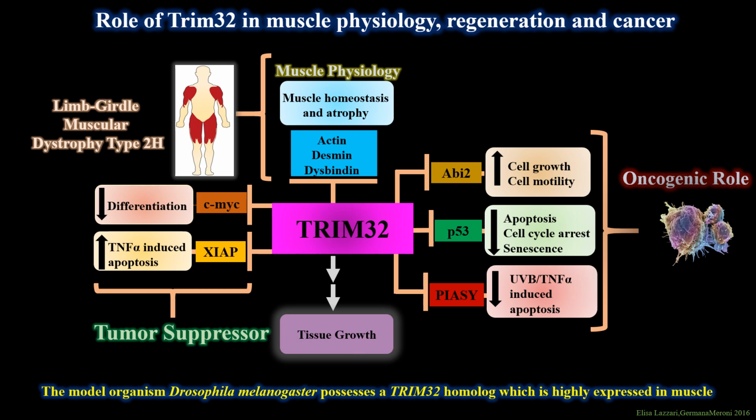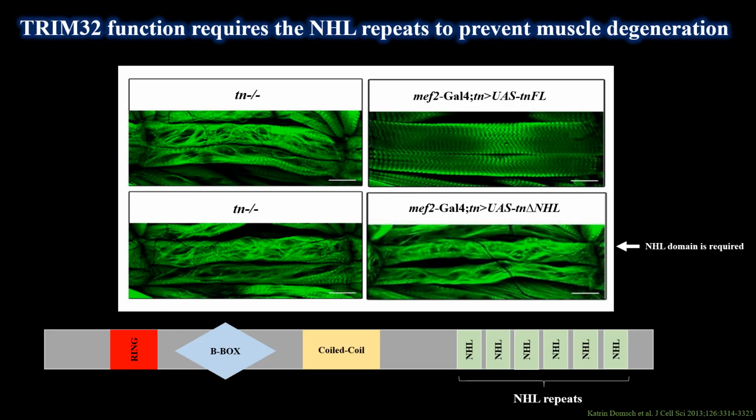For my research, I use Drosophila melanogaster as a model organism because Drosophila also possesses a homologue of TRIM32, which is highly expressed in muscle. Back in 2011, our lab published a paper where we showed that loss of TRIM32, also known as thin in Drosophila, results in muscle degeneration. As you can see, muscles appear thinner, have lost their structural integrity, and have an unbundling phenotype. However, when we did the rescue experiment where we put back TRIM32 full-length cDNA using a muscle-specific promoter, we were able to rescue the defects.